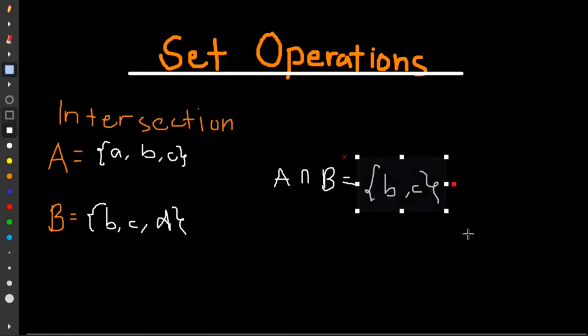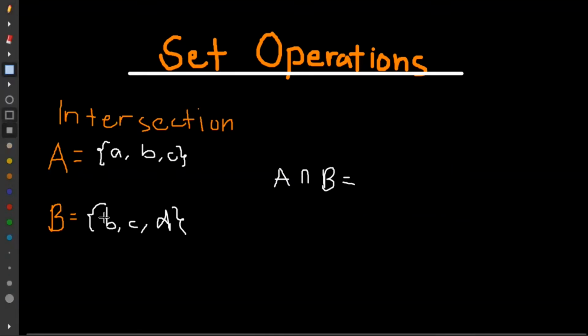Now what if they don't have a common element? So let's say this one is E and F. Their outcome, their intersection, would simply be the empty set, or you can also denote it with a bracket without an element in it, since they don't have any common elements.